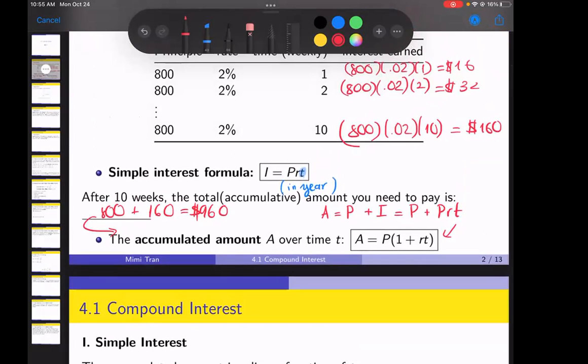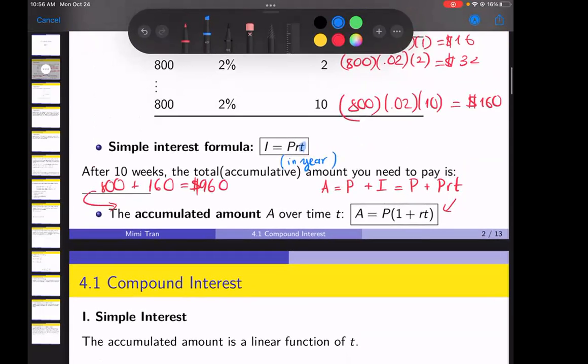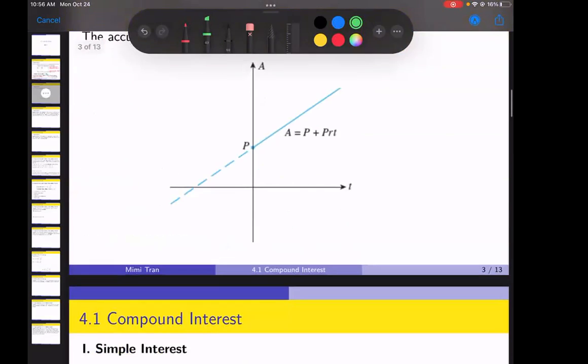So the simple interest is a function of T. You don't know how long it's going to take you to pay them off, but you know how much you borrowed from them. You know how much he charged you, how many percent. So everything is constant except for what? T and A, right? So it's like Y and X. It's a function of T, where P is your y-intercept, and your slope will be what? P times R, right? So it's just a good old linear function. Simple interest.